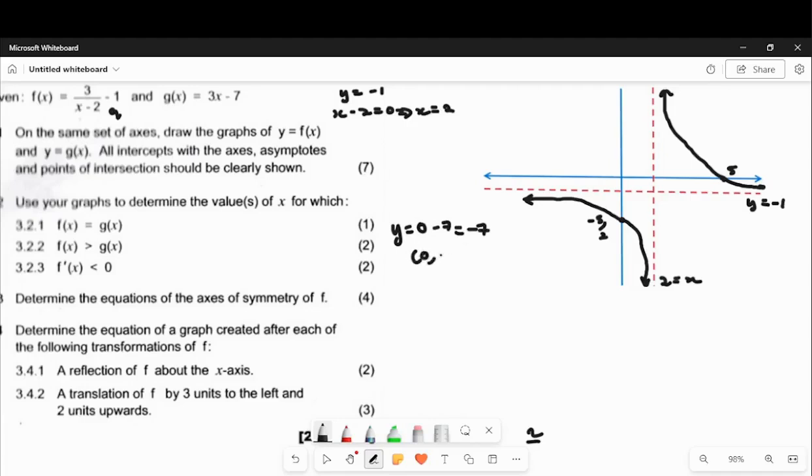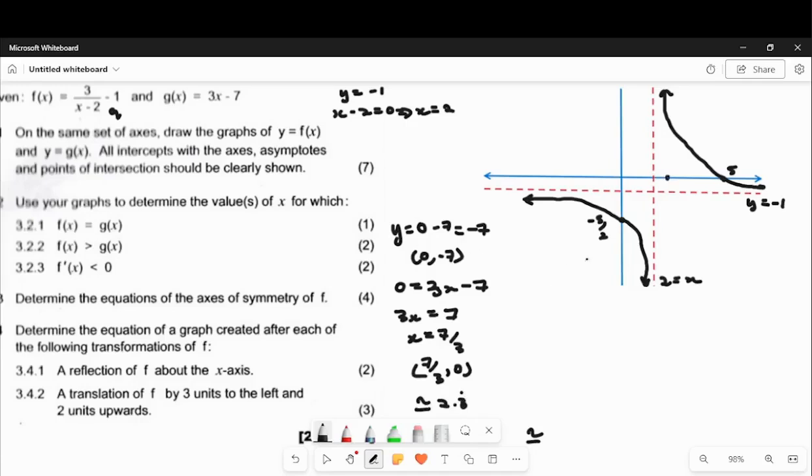So if x is 0, we've got negative 7. And for the x-intercept, we put y equals 0. We'll have 3x minus 7 equals 0, then we'll add 7, so we'll have our x value as 7 divided by 3. So we have (7/3, 0), and 7 divided by 3 is approximately 2.33, 2.3 recurring. So 2.3 is somewhere there. Let us put it there.